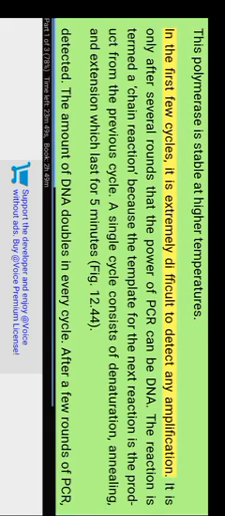In the first few cycles, it is extremely difficult to detect any amplification. It is only after several rounds that the power of PCR can be detected. The reaction is termed a chain reaction because the template for the next reaction is the product from the previous cycle. A single cycle consists of denaturation, annealing, and extension. The amount of DNA doubles in every cycle.